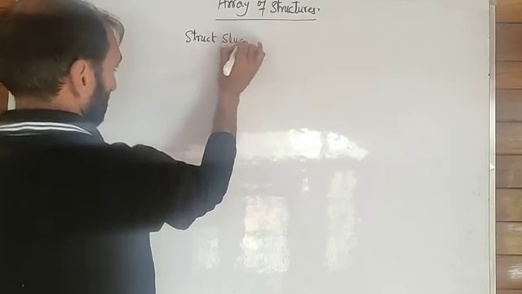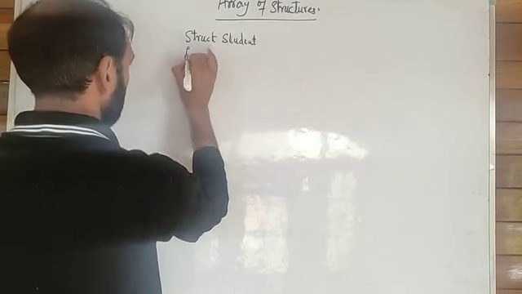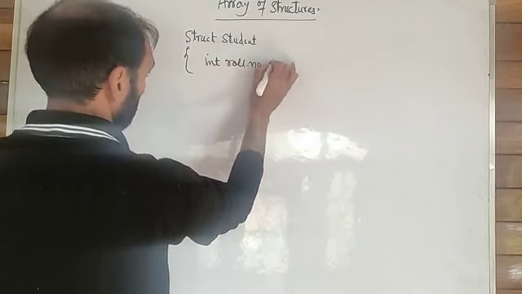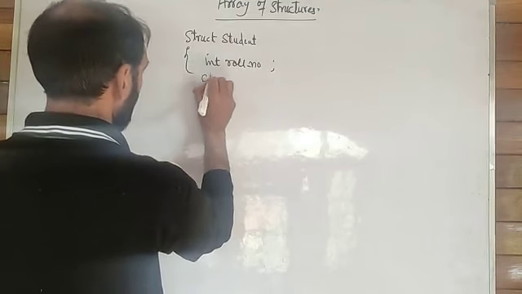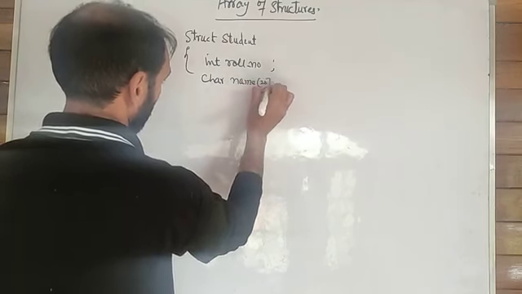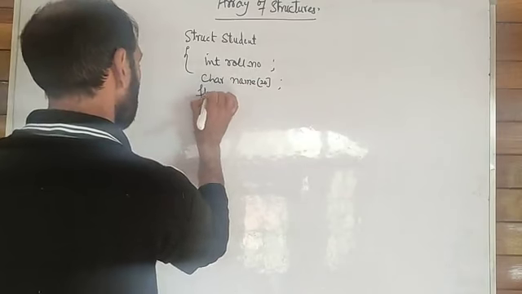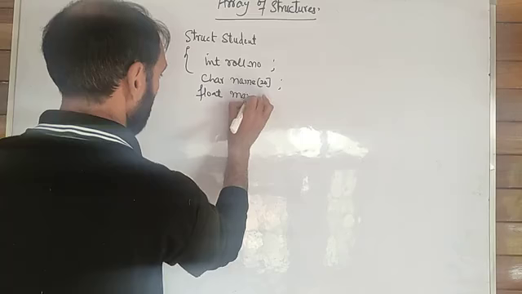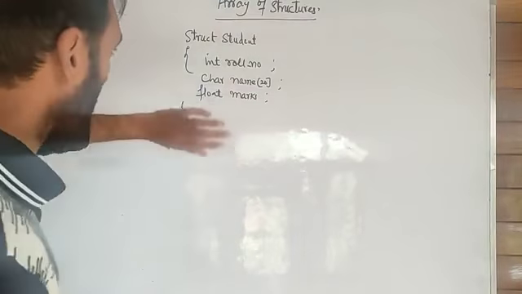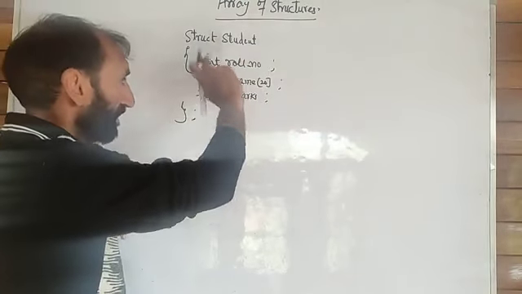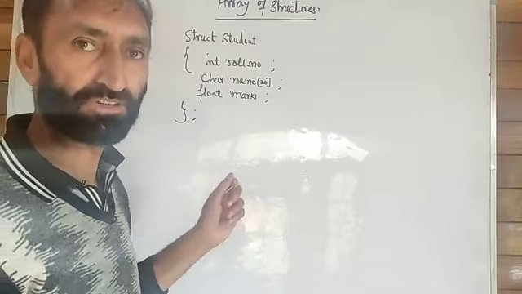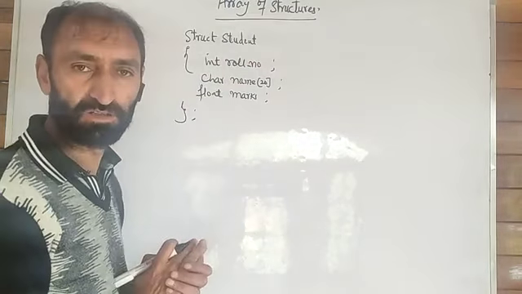Struct student, with members roll number, name, and marks. Here I have declared a structure consisting of 3 members: roll number of type integer, name of type character, or more precisely you can say of type string, and marks of type float.